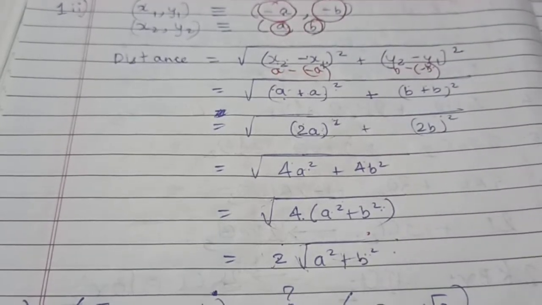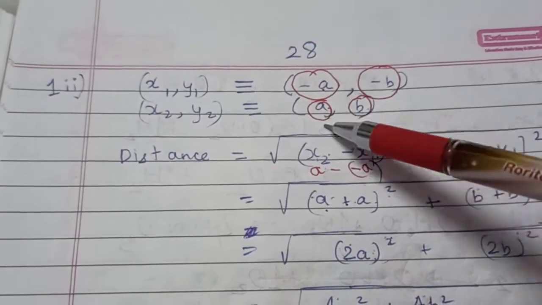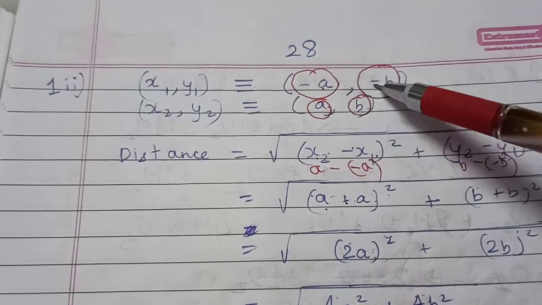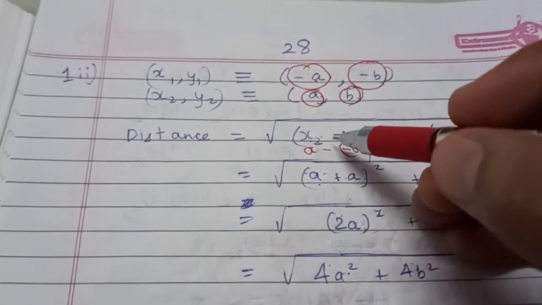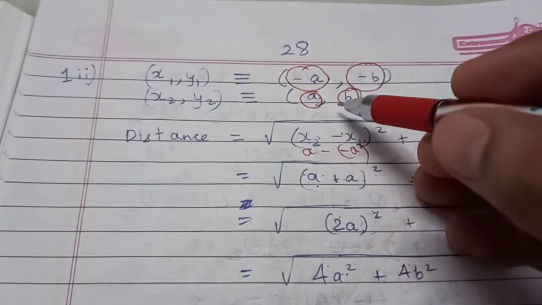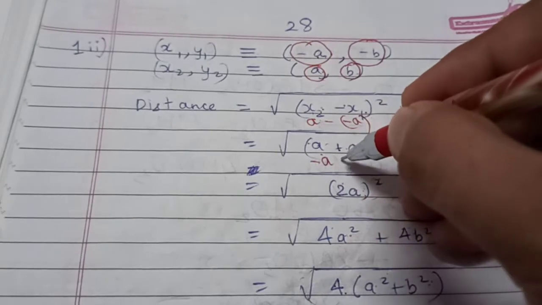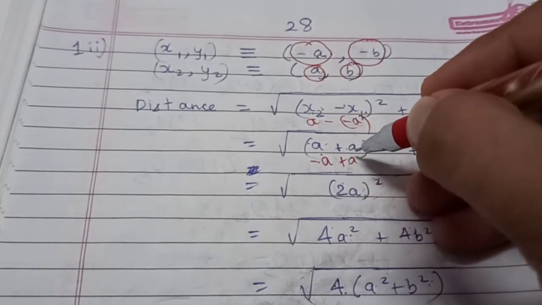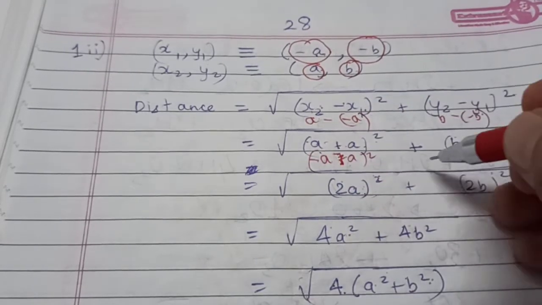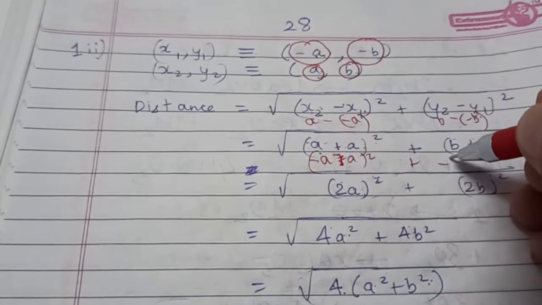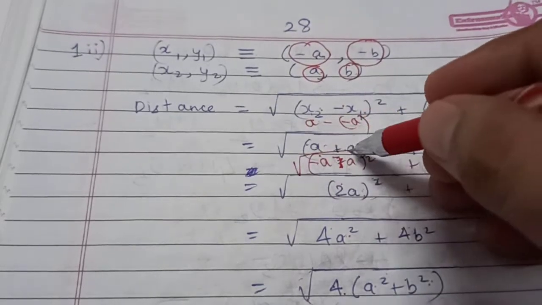But what if we had interchanged the variables? What if we called these as x1, y1 and these as x2, y2? Would we get the same answer? Let's find out. So let me substitute x2 as minus a. So this will become minus a plus a, no, minus a the whole squared plus, and this will become minus b the whole squared, and of course square root of that.